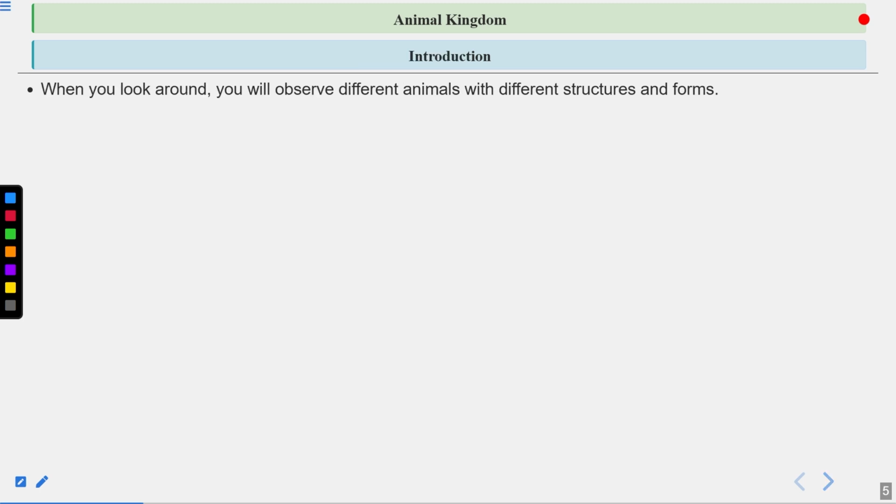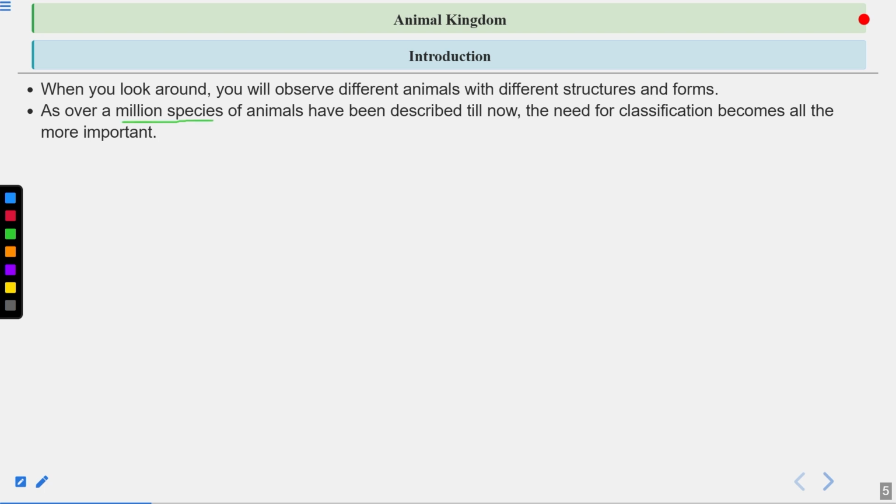So, introduction. When you look around, you will observe different animals with different structures and forms, right? There are so many types of animals and they have different structures and forms. Like the animals found in the aquatic environment, fishes, are totally different from the ones you see on land, right? You have the mammals, the reptiles, the amphibians, right? So there are so many animals, and not only the vertebrates, we must know about the invertebrates also, right? So there are so many animals with different structures and forms.